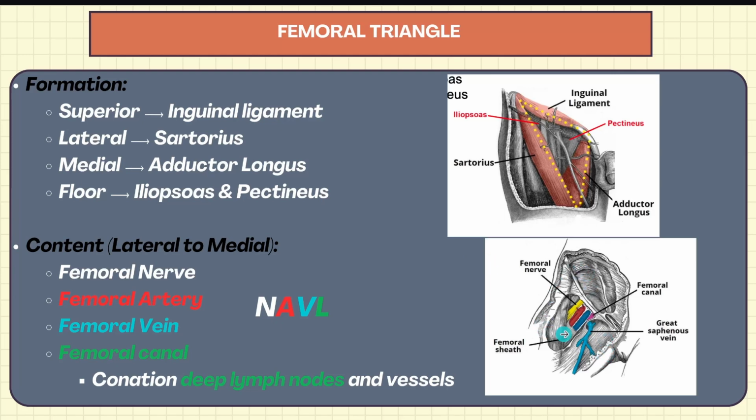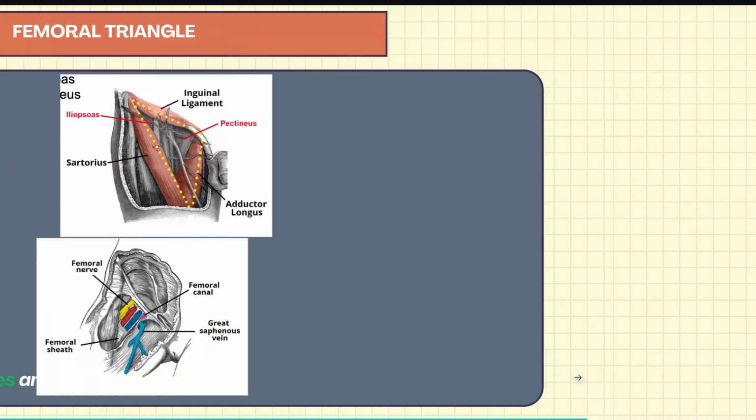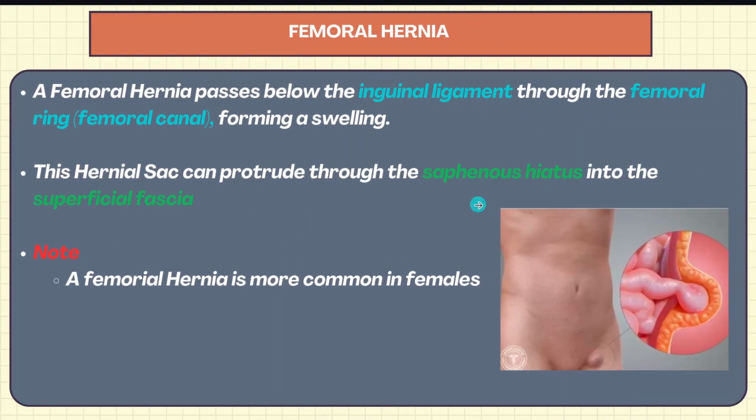In the femoral triangle, you're going to have the saphenous hiatus, where you're going to have the great saphenous vein running out of it. However, in a femoral hernia, once it goes below the inguinal ligament, it can protrude through that, and you'll see this protruding through, and it's going to be pushing onto the superficial fascia. Note that the femoral hernia is more common in females.